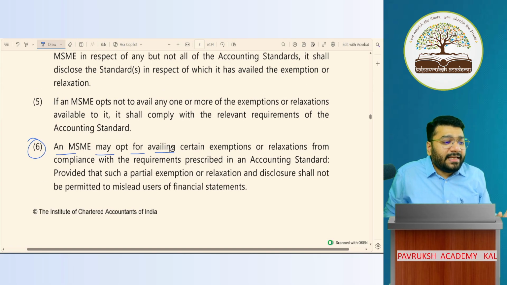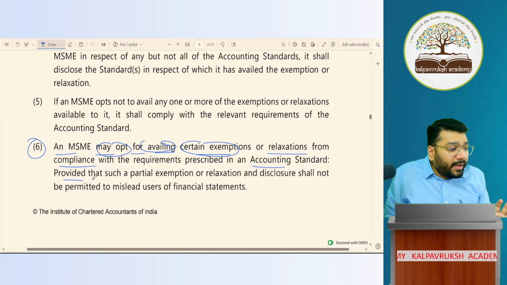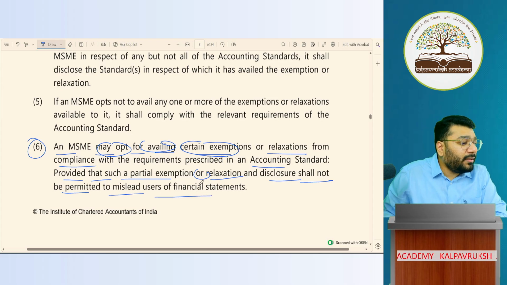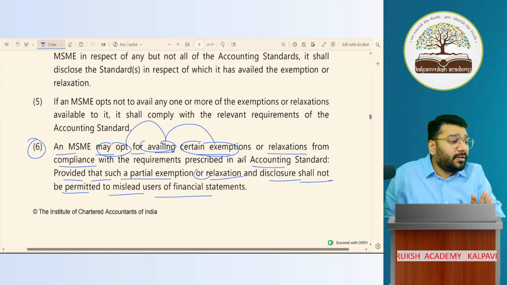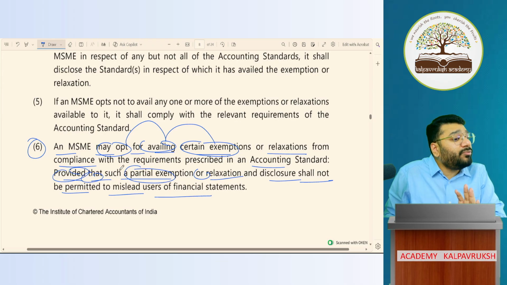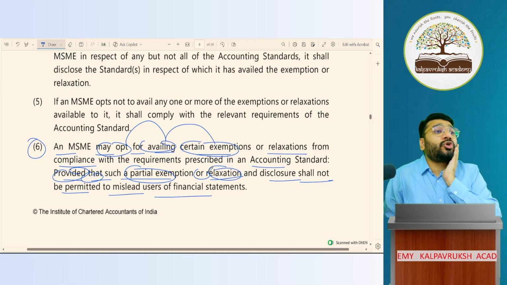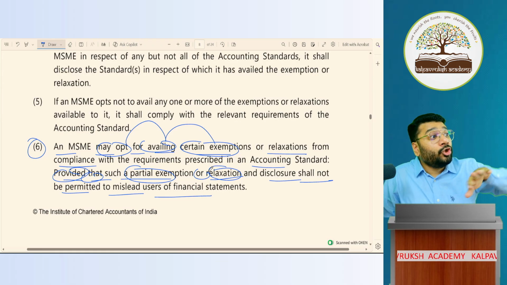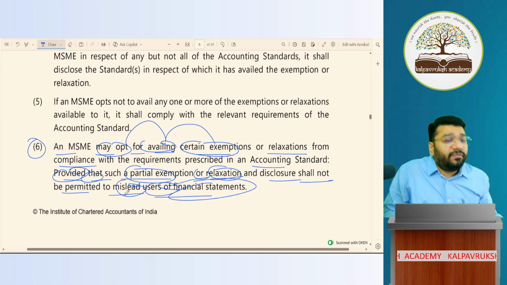An MSME may opt for availing certain exemption or relaxation from complying with AS. You may opt for availing certain exemptions. Provided that such partial exemption or relaxation and disclosure shall not be permitted to mislead the user of financial statements. What are they trying to say? You have some relaxations and exemptions, for example, disclosure-based exemption. The data that you provide partially and the data that you do not provide should not be in a way that misleads the user of financial statements.